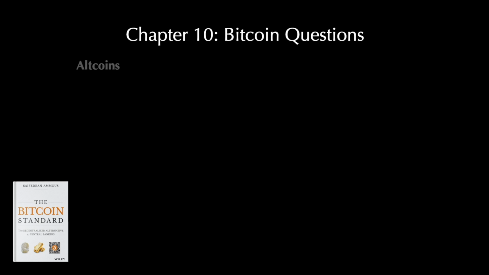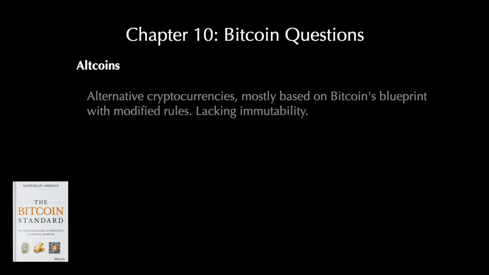Altcoins. This section discusses the rise of alternative cryptocurrencies, also known as altcoins. Most of these altcoins are essentially cryptocurrencies based on Bitcoin's blueprint, but with certain modified rules. However, these altcoins fail to challenge Bitcoin's dominant position. Despite their surface similarities to Bitcoin, altcoins often miss one key aspect: immutability.